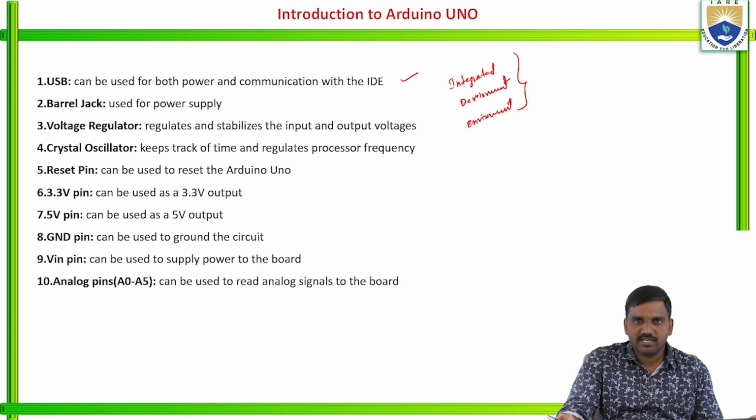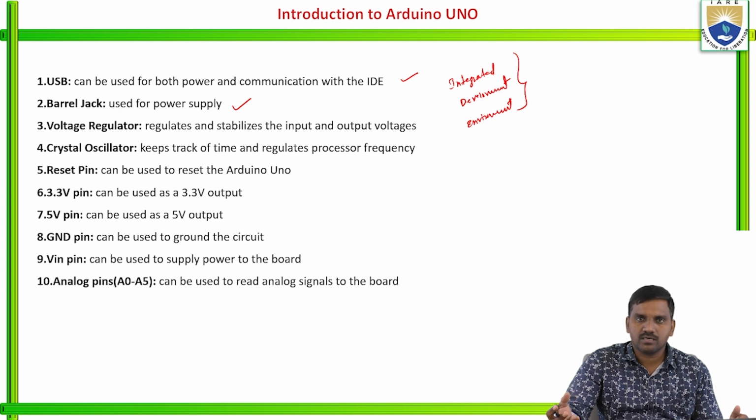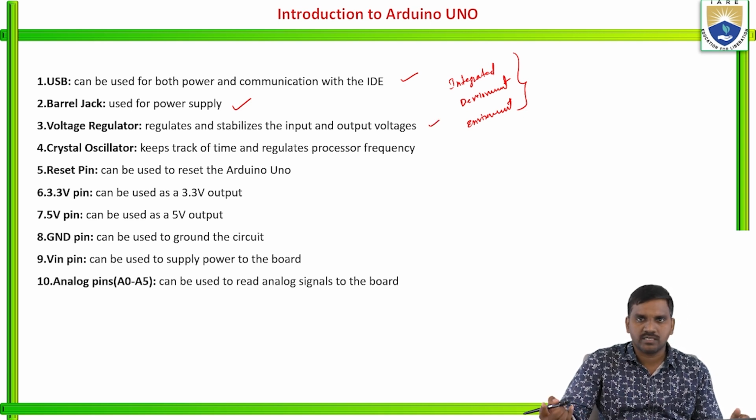Compulsorily, any electronic device needs power supply as its primary function in order to operate successfully. So it is used for power supply, and the voltage regulator: if there are any power fluctuations in the supplied power, they can be handled by the voltage regulator. It regulates and stabilizes the input and output voltage. And the crystal oscillator keeps track of time and regulates the power frequency. That is the main purpose of the crystal oscillator.